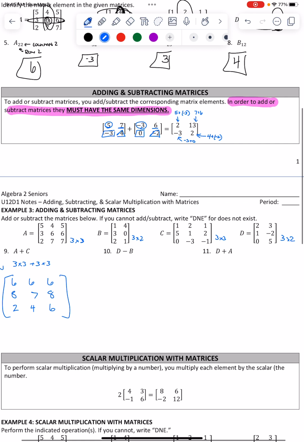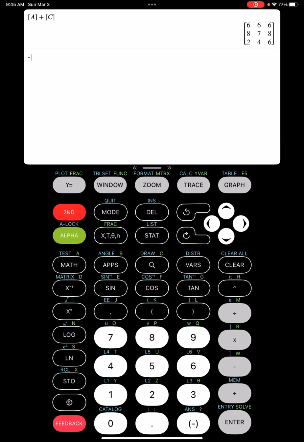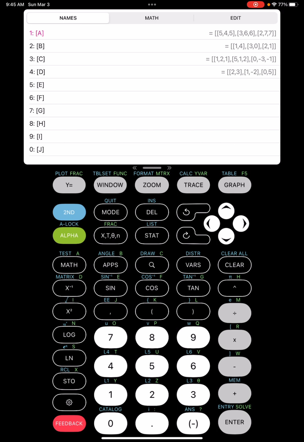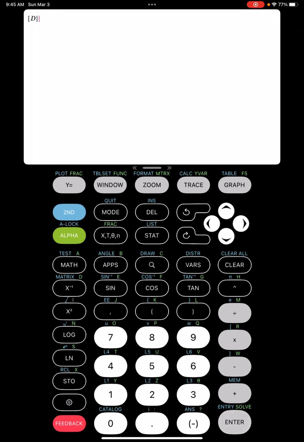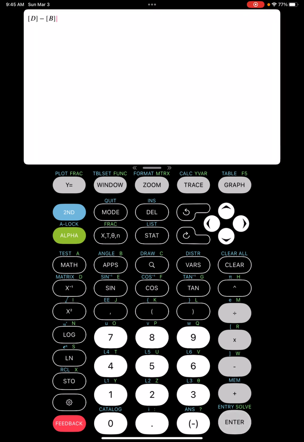Now, same thing, we can go D minus B. So D was 3 by 2, and B is also 3 by 2. So we can subtract those because they're the same dimension. So back in our calculator, we go second matrix D minus second matrix B. Enter. There we go. 1, negative 1, negative 2, negative 2, negative 2, 4.